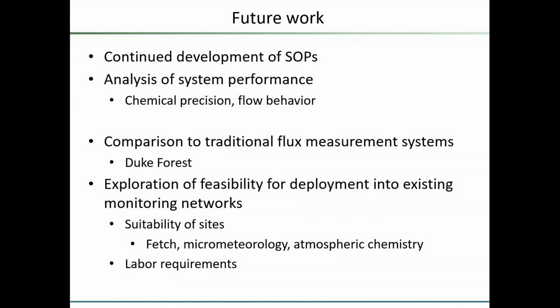Looking at the sites that are out there, CASNet, AMON, NTN, IMPROVE, how suitable are these sites? What does the fetch look like? If we have historical micrometeorology, can we analyze that data along with atmospheric chemistry to select some sites that might be the best candidates for these measurement systems?